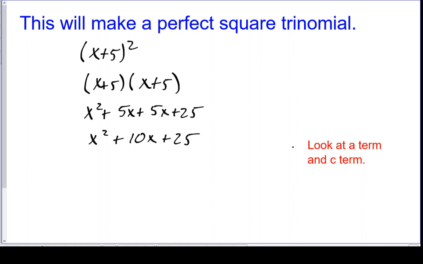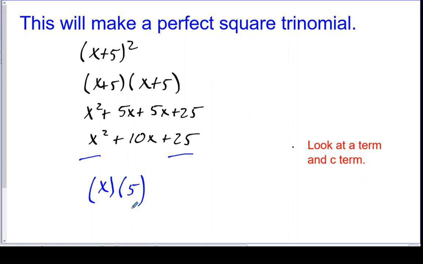Look at the c term. C term is 25. Look at the a term. A term is 1 because it says x squared. Can you take the square root of x squared? Yes, the square root of x squared is x. Can you take the square root of 25? Yes, the square root of 25 is 5.